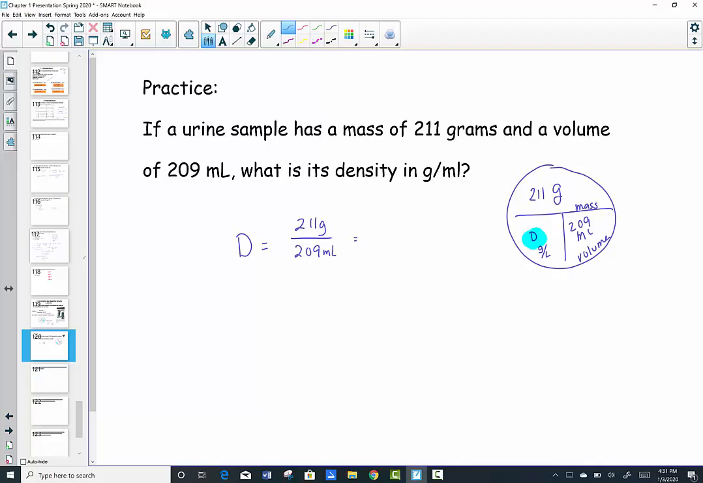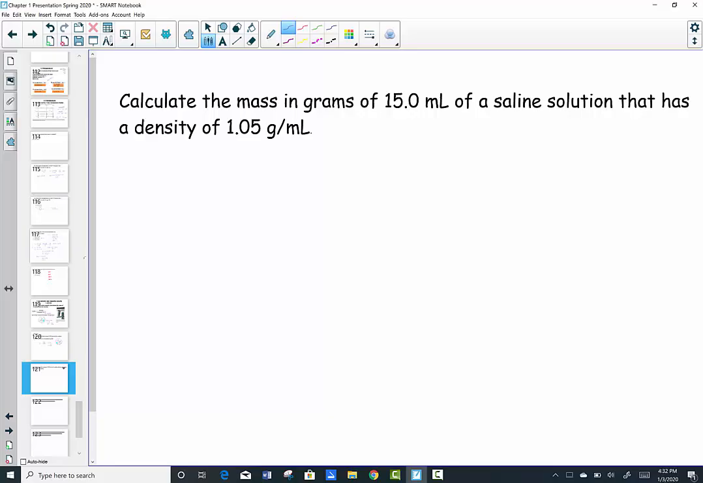And when I simplify that, 211 divided by 209, just hitting that on my calculator, you do the same. We get a value of 1.0095, and it goes on from there. We need 3 sig figs. The number that we're going to drop first will round up. So 1.01 grams per mil is our density. Pretty cool.